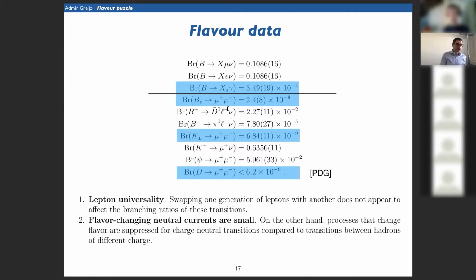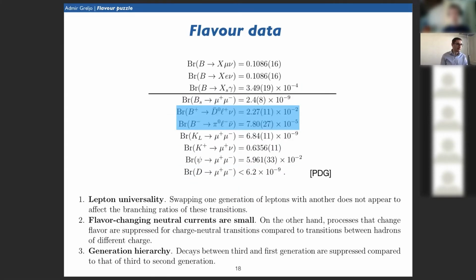So flavor changing neutral currents in the standard model are, I'm not talking, sorry, forget the standard model. Flavor changing neutral currents in nature, as we see them, as we measure them. So PDG is a collection of measurements. They appear to be way smaller than flavor changing charge current transitions.